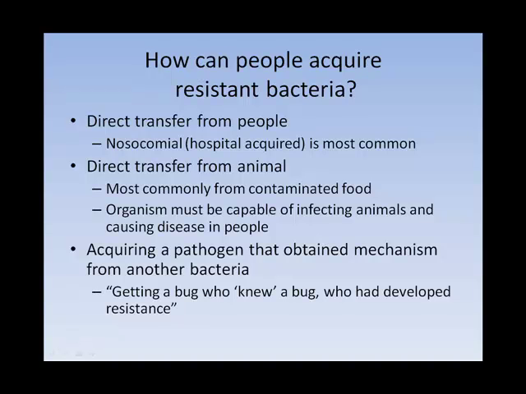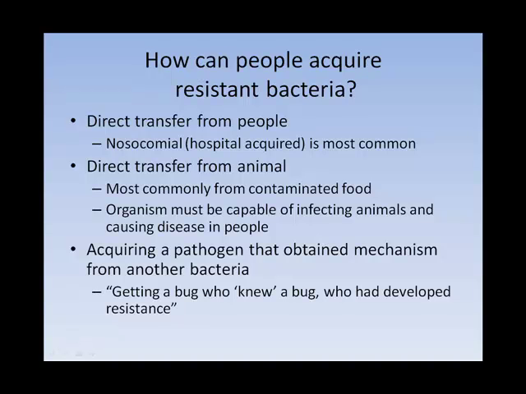It's assumed that it was in the animal's environment, and then once that animal is processed or the food product is derived from that animal, then those organisms are contaminating that food. Then an important note here is that the organism must be capable of infecting animals. Whether or not they cause disease, they have to be capable of infecting animals and then ultimately causing disease in humans. And there's a relatively large number of organisms that can do that, but certainly not all organisms.